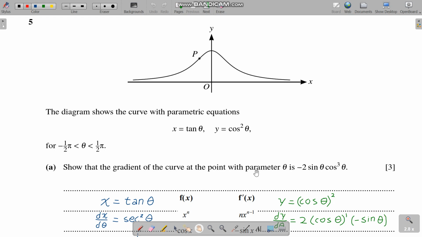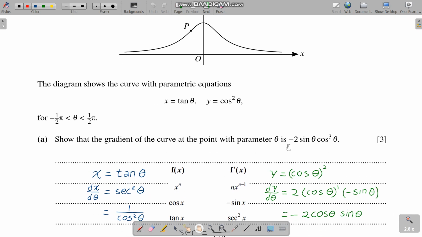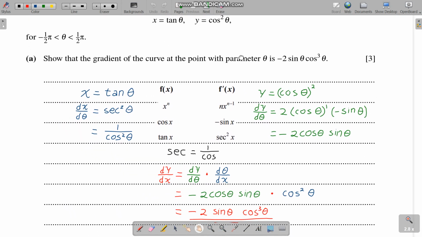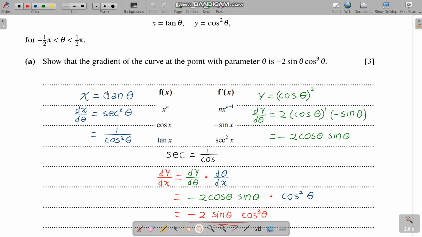To show that the gradient is... to find the gradient means to find dy/dx. So to find dy/dx, we need to find dx/dθ and dy/dθ. x is tangent, so for dx/dθ, the derivative of tangent is secant squared. This is the MF19 formula, and this is non-MF19. Secant is 1 over cos, so secant squared is the same as 1 over cos squared.